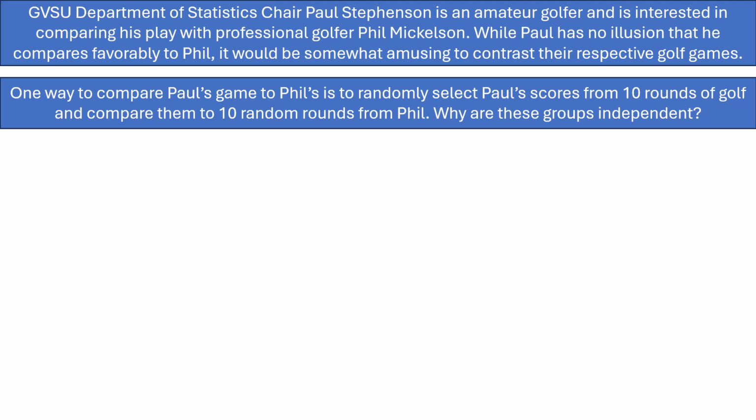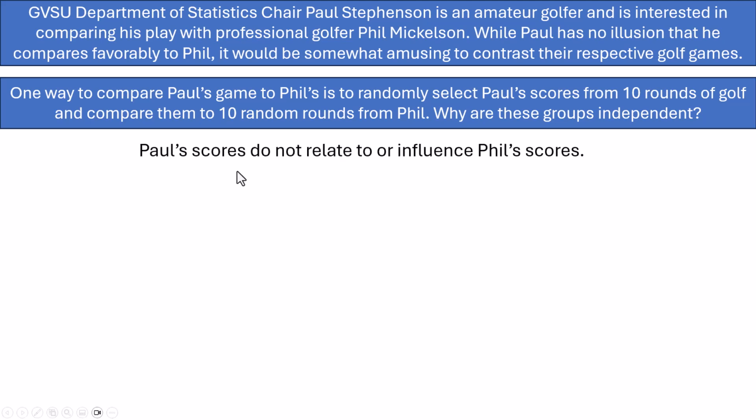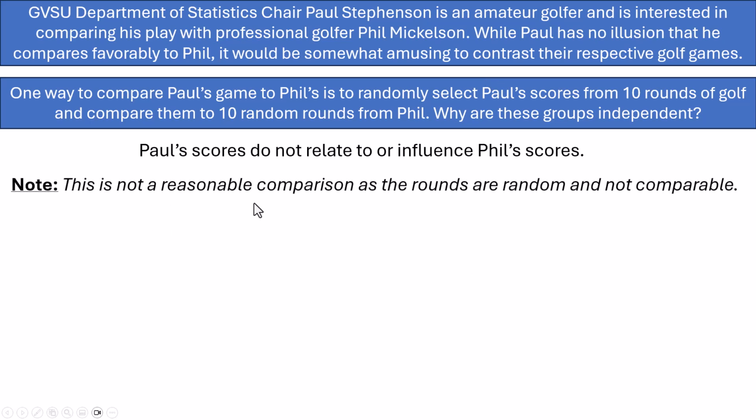Well, data is dependent if the results of one sample somehow affect or influence the results of the second sample. And Paul's scores do not relate in any way to Phil's scores. So we would say that these two samples are completely independent. Note that this is not really a reasonable comparison, as the rounds are random and not comparable. They could be playing at completely different golf courses, and it wouldn't really make any sense to compare those values.